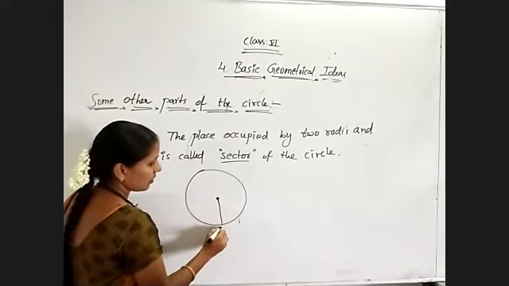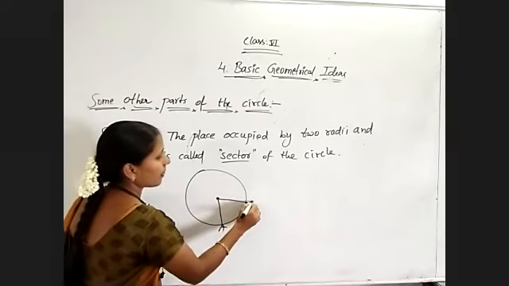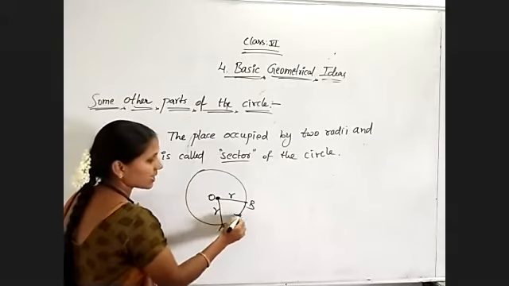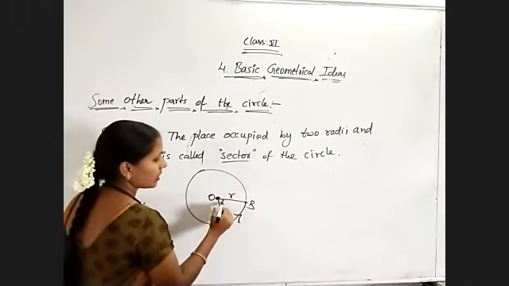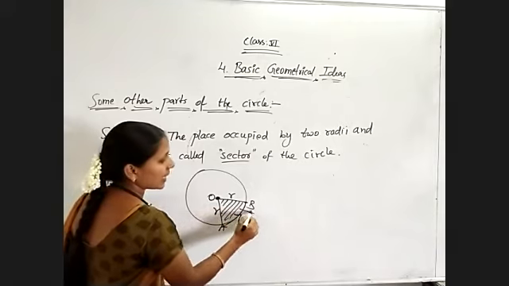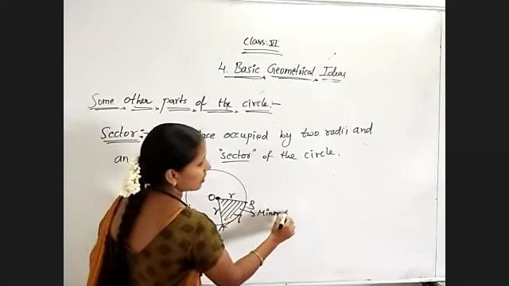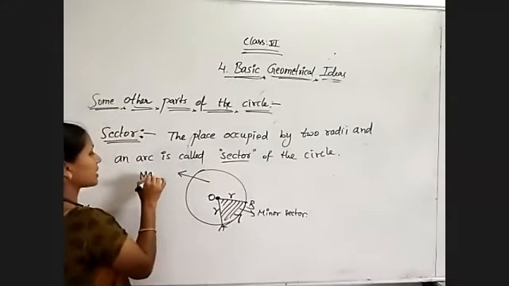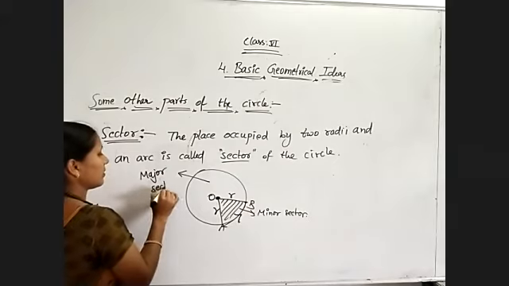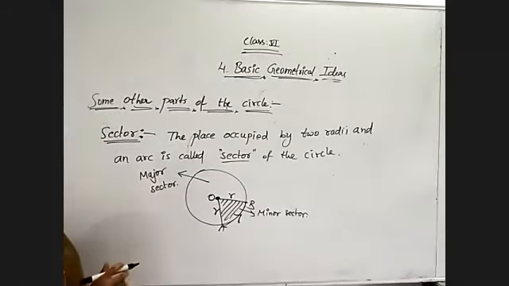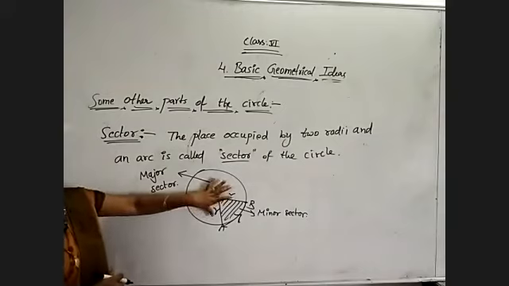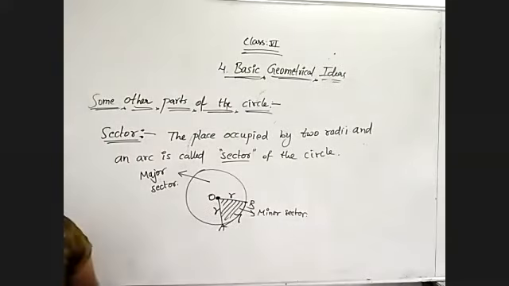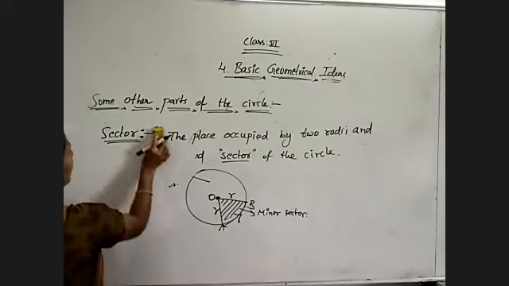So here, OA, OB are two radii and AB is an arc. So here, this portion is known as a minor sector because less space is there. So it is a minor sector, and after that, this side is known as a major sector. That's all. Just remember, a sector is nothing but what we get when we consider radii and an arc. Remember this. Okay. And after that, another part we have is the segment.